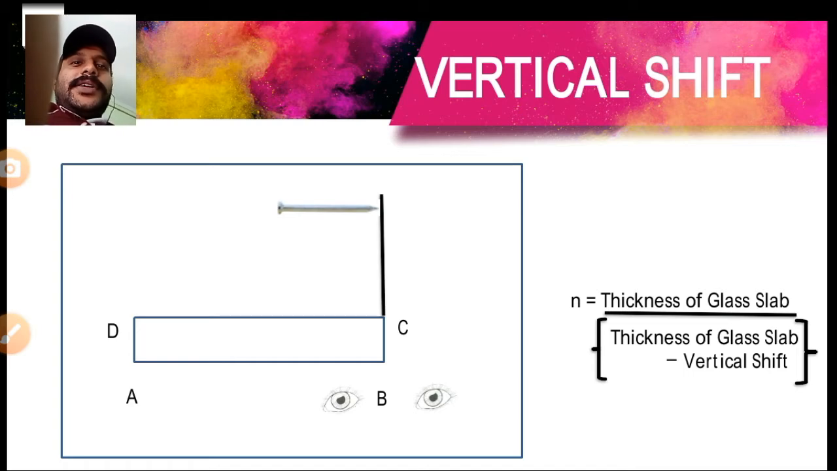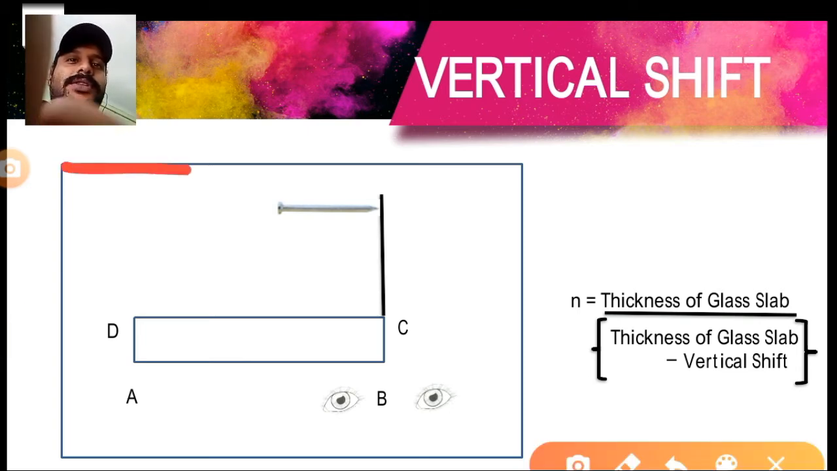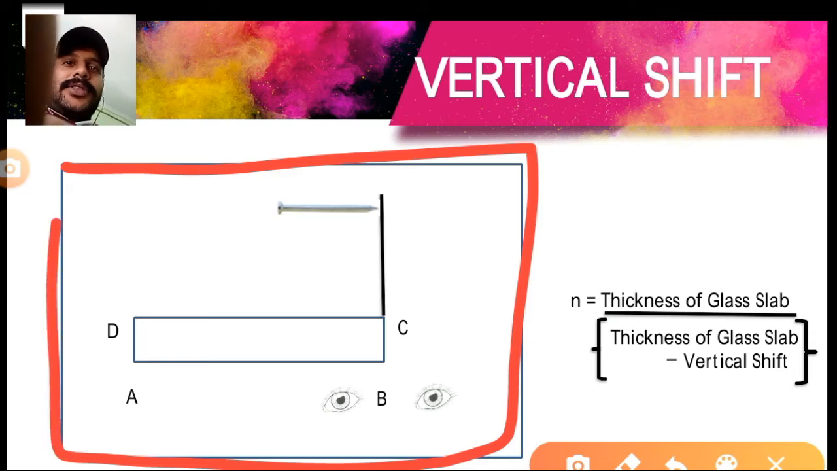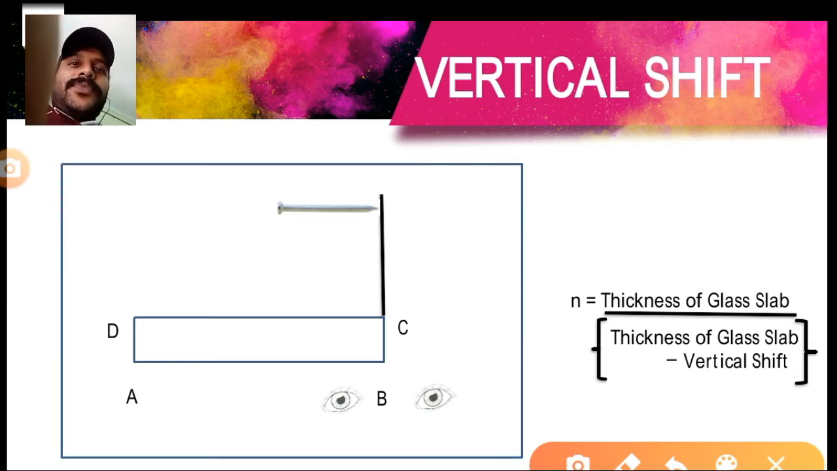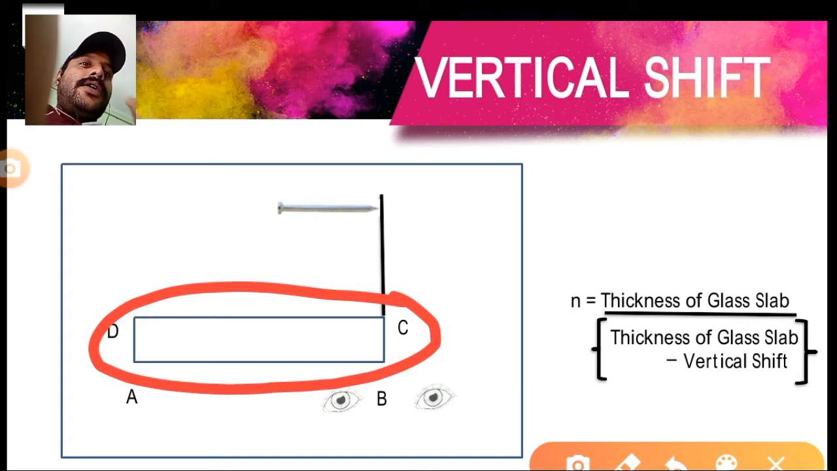So here in the vertical shift, we will follow the same process that we followed in the lateral shift. First, we will place one chart on the drawing board. After that, we will place the glass slab. How will we place the glass slab? In the vertical position on the white chart.